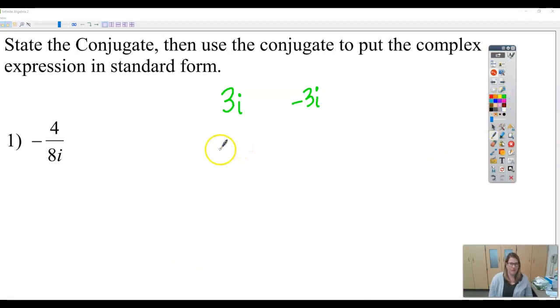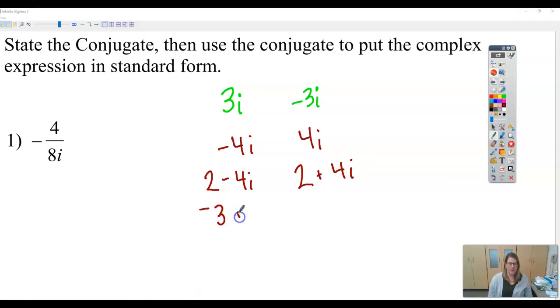If I have negative 4i, then I know the conjugate would just be positive 4i. If I have 2 minus 4i, then the complex conjugate is going to be 2 plus 4i. If I have negative 3 plus i, then the complex conjugate is going to be negative 3 minus i. Notice there that the negative that was in front of 3 did not change. Only the one in front of the imaginary part will change to the opposite sign, okay? So every imaginary number has a complex conjugate. It's just the same thing, except there is a sign change in front of the imaginary part, okay?